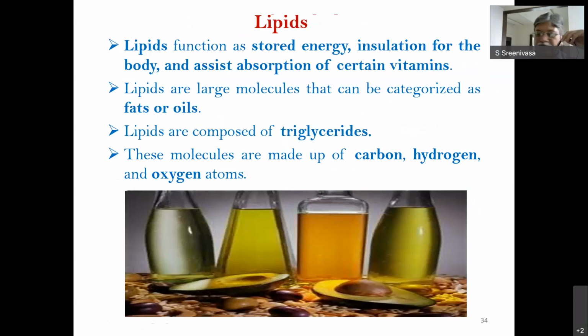Now we'll move on to another set of compounds, that is lipids. Lipids are very good functional units. The lipids function as stored energy, insulation for the body, and against absorption of certain vitamins. The lipids are large molecules that can be categorized as fats or oils. Lipids are composed of triglycerides. These molecules are made up of carbon, hydrogen, oxygen.